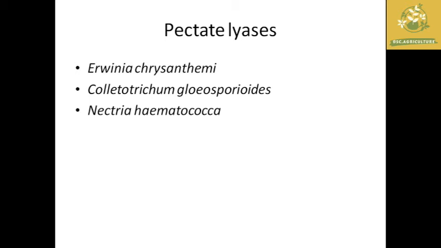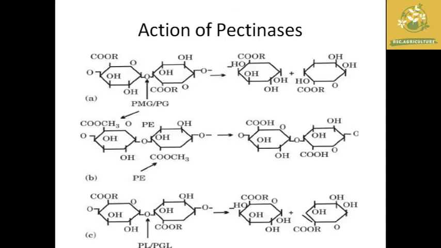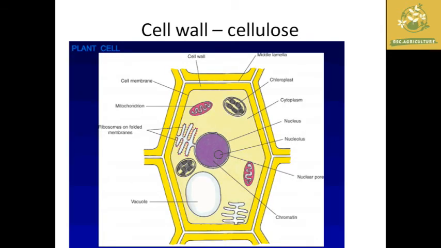After that, we are going to see about pectate lyase. So the pectate lyase producing organisms are Erwinia chrysanthemi, Colletotrichum dematium, Nectria haematococca. While seeing about the action of pectinase on the substrate, they first attack the middle portion of the chain, so they are able to convert it into oligomers or dimers based on the point of attack.